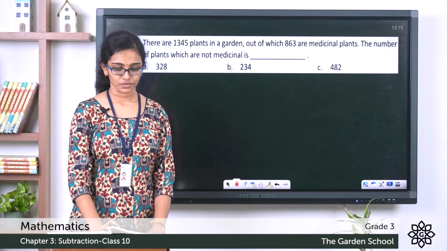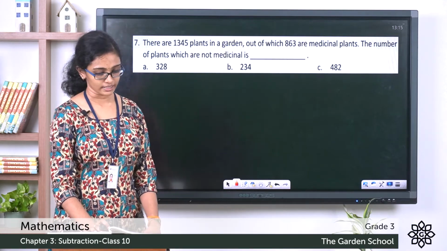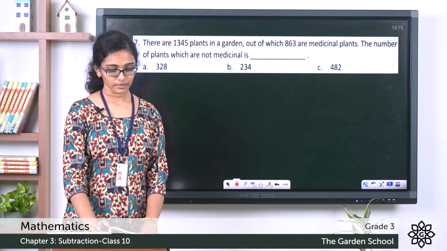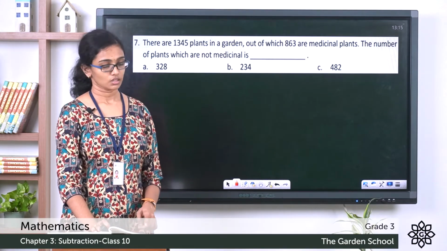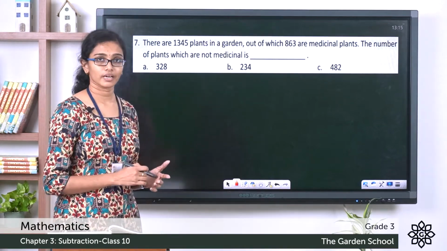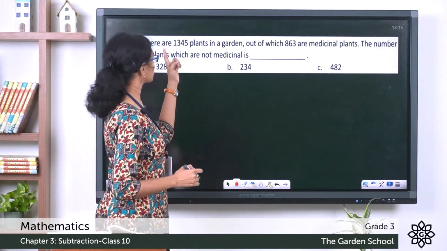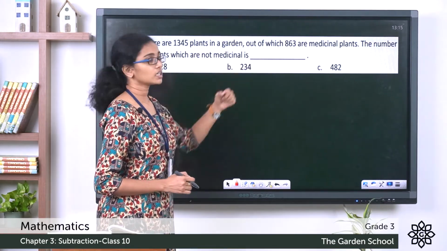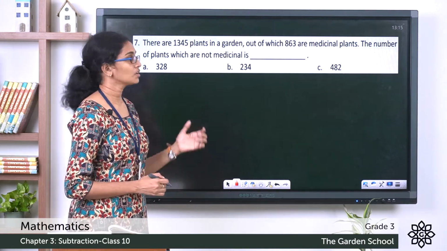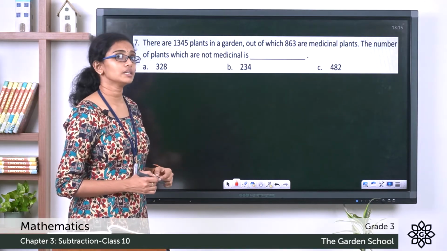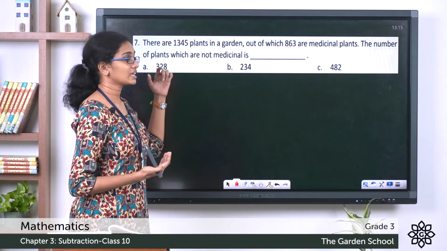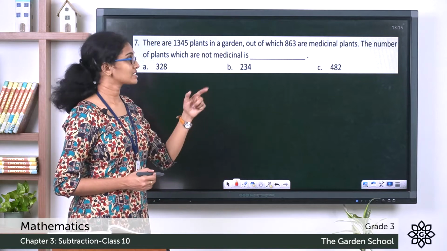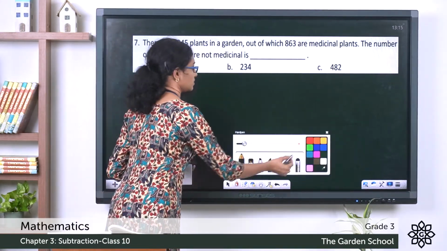There are 1345 plants in a garden, out of which 863 are medicinal plants. The number of plants which are not medicinal is. So you are given the total number of plants in a garden, and out of this 1345 plants in the garden, 863 are medicinal plants. So what is the number of non-medicinal plants? It would be the number of plants that is left after taking away the number of medicinal plants, right? So let's do the subtraction.